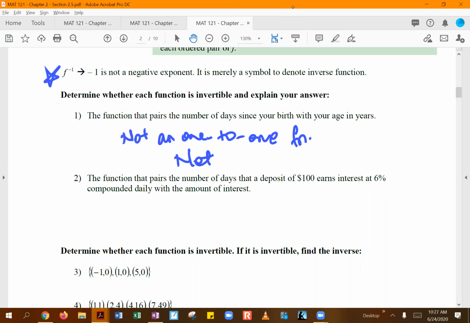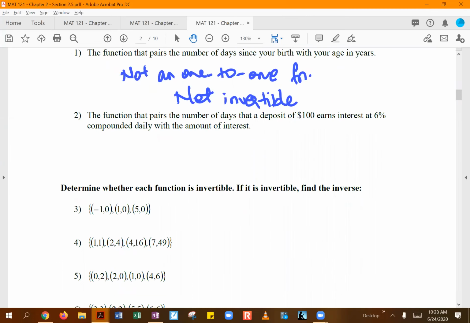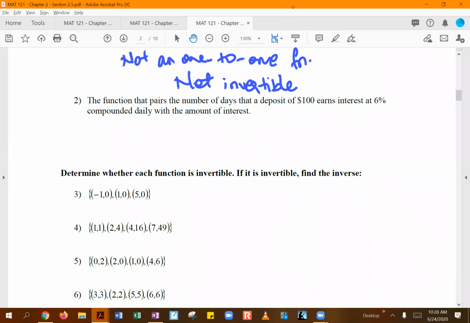So this would be not invertible. Okay, now what do you think about the second example here, which is talking about pairing the number of days that a deposit of $100 earning an interest of 6% compounded daily with the amount of interest.